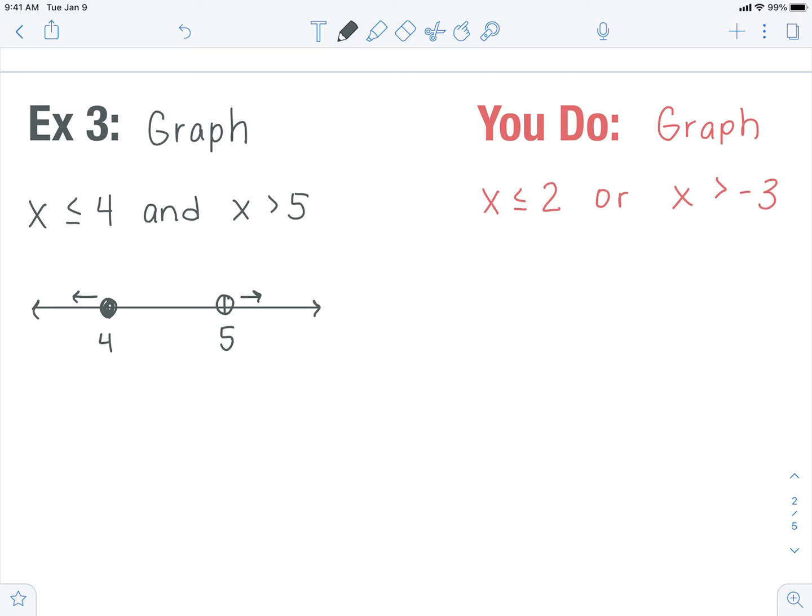Is there ever going to be a number that is smaller than 4 while also being bigger than 5? Can you tell me a number that's smaller than 4 and bigger than 5? No, it doesn't exist, right? There's no number that's smaller than 4 and bigger than 5. It's either smaller than 4 or bigger than 5. So because those don't share anything, this is a no solution.